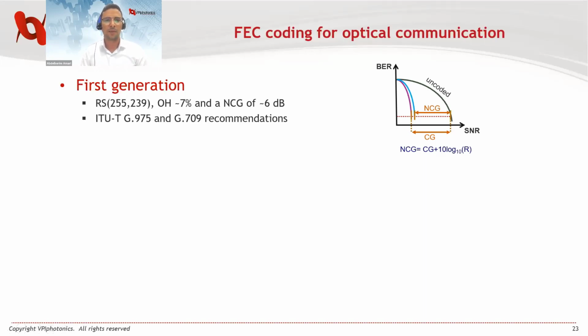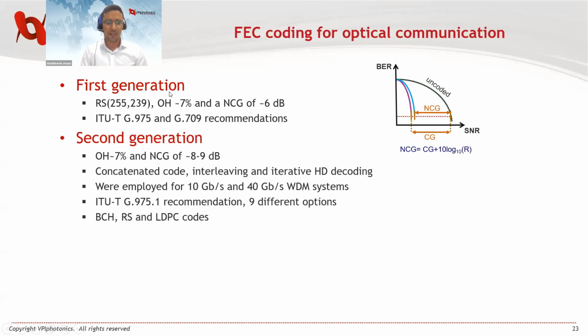In optical communication systems, we have mainly three generations of FEC coding. The first generation was standardized FEC coding. The first one used Reed-Solomon codes with an overhead of 7%, which means that 7% of the data is parity bits from the coding, and with a net coding gain of 6 dB. The second generation also uses overhead of 7% and targets net coding gain of 8 to 9 dB. And it uses concatenated code, interleaving for avoiding burst errors, and also iterative hard decision decoding. It was standardized in 10G and 40G WDM systems. And the types of codes used are the BCH codes, Reed-Solomon, and LDPC codes.